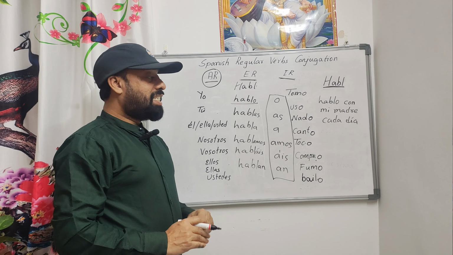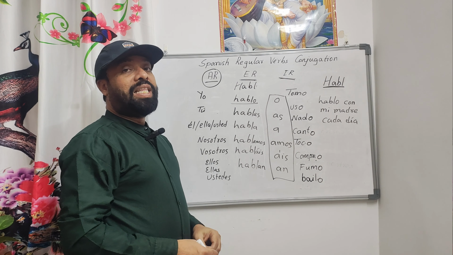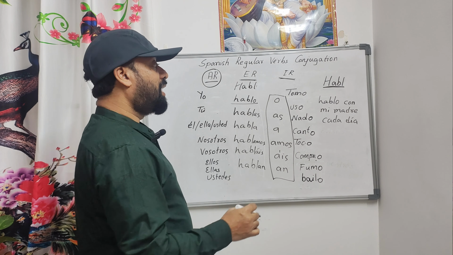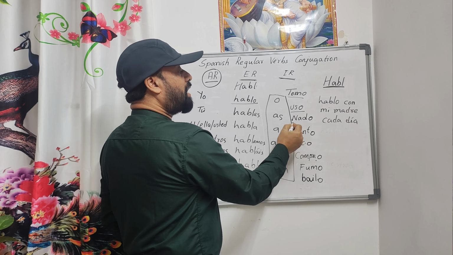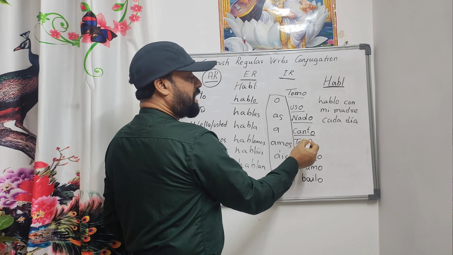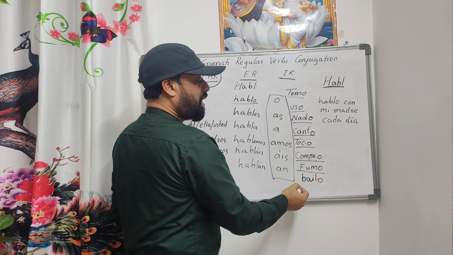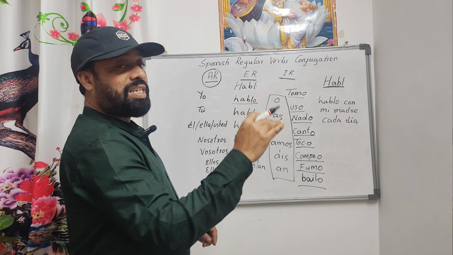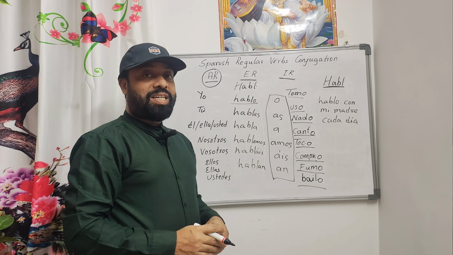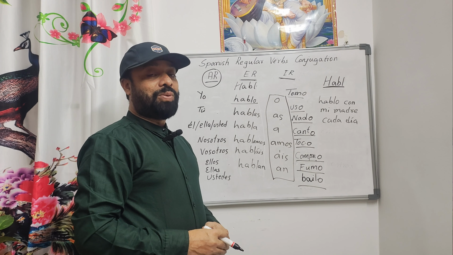It's very easy. Practice all these verbs in your own way, then it will be much easier. Once more I'm telling you: tomar means to take, usar to use, nadar to swim, cantar to sing, tocar to touch, comprar to buy, fumar to smoke, and bailar means to dance. So you can write them down and conjugate yourself. I hope you understood and you can do this exercise yourself.